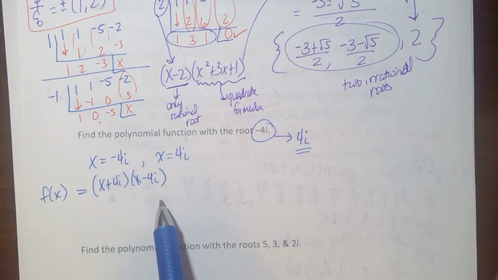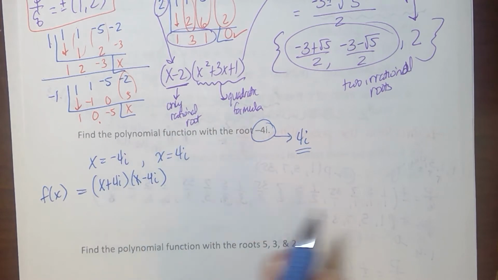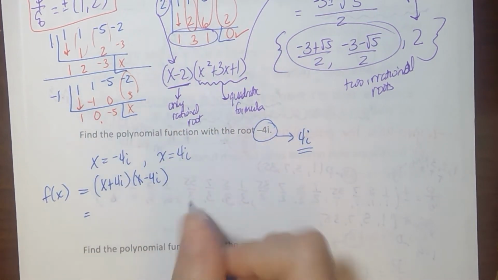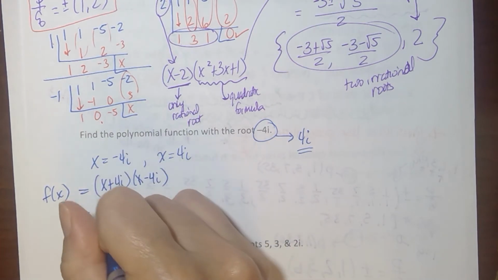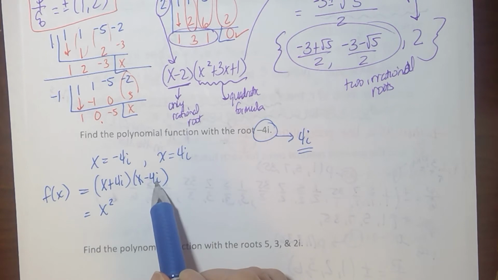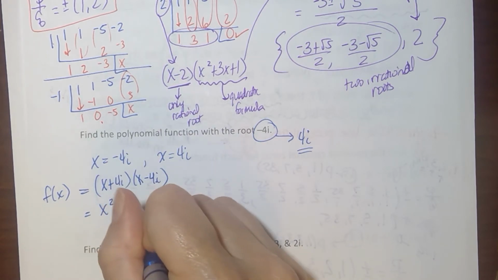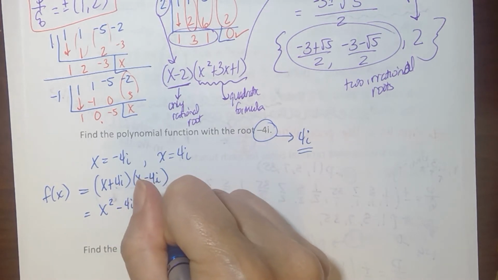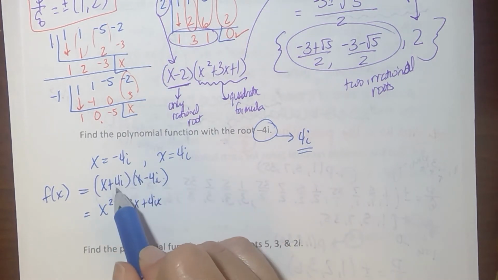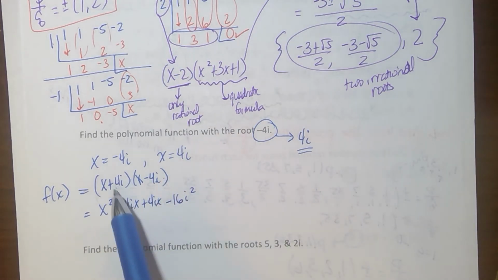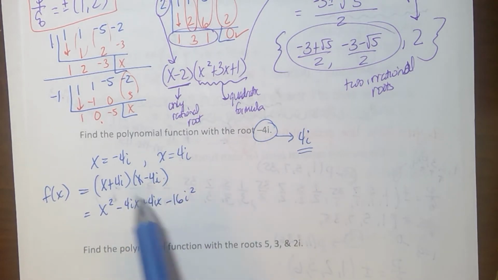Now, when I FOIL together complex imaginary roots, some interesting things happen. Let's work through that FOIL process. X times x is x squared. My outside product is a negative 4ix. My inside product is a positive 4ix. And my last product is a negative 16i squared. 4 times negative 4 is negative 16. I times i is i squared.